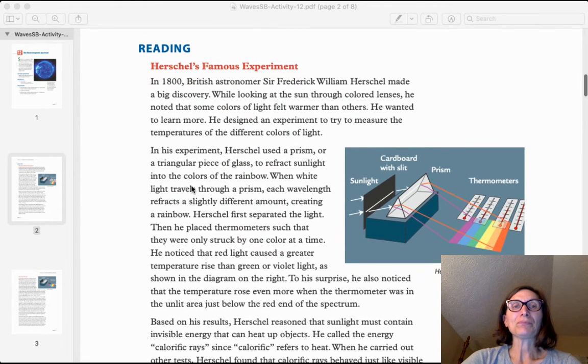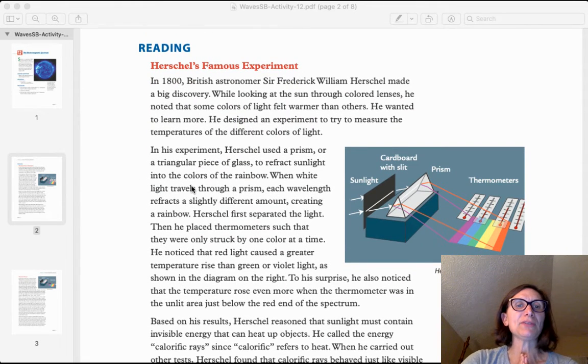Here's the reading. Herschel's famous experiment. In 1800, British astronomer Sir Frederick William Herschel made a big discovery. While looking at the sun through colored lenses, he noted that some colors of light felt warmer than others. He wanted to learn more. He designed an experiment to try to measure the temperatures of the different colors of light.